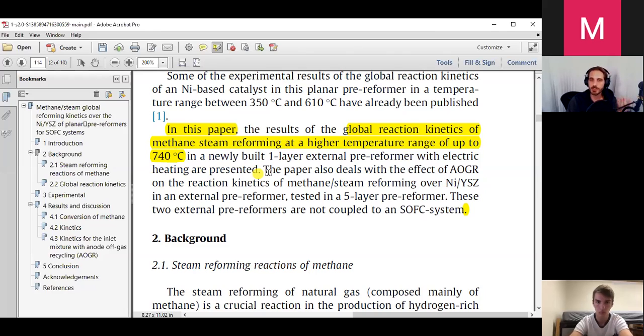Notice that they actually now have gone into a little bit more detail, right? The abstract is very high level. This paragraph, this transition paragraph, is probably the first place where they will start to give you a little bit more information about what they did. So they've just said the paper also deals with this effect of AOGR. I don't know what that is. We could figure it out. But something has an effect on reaction kinetics, which is great, right? I've learned a little bit more about what this paper is doing.